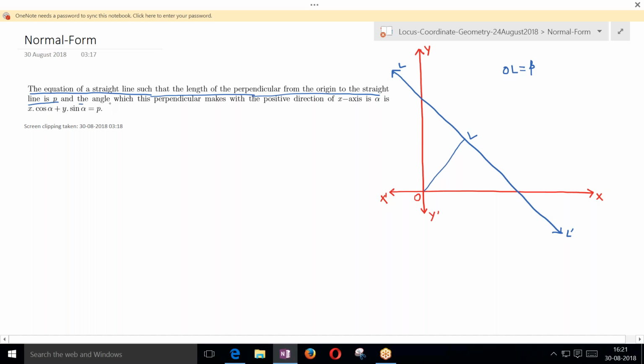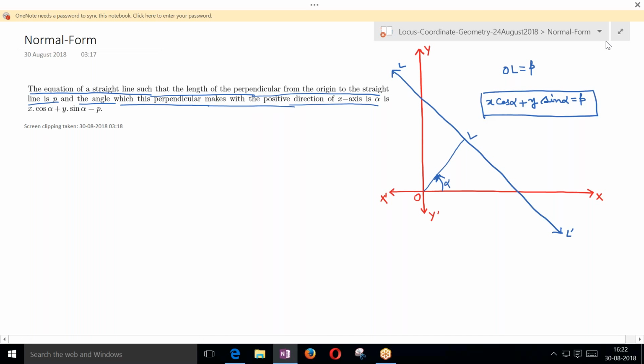And now the next statement: the angle which this perpendicular makes with the positive direction of x-axis is alpha. That means this angle is alpha. Then the equation of the straight line is x cos alpha plus y sin alpha equal to P. So this is known as the normal form. Why is it a normal form? Because OL is a normal to the straight line.